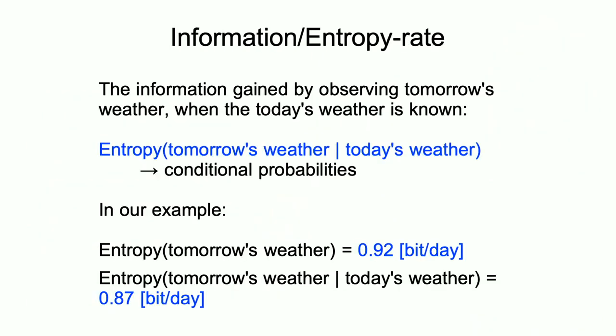Now, because we have knowledge about today's weather, the uncertainty about tomorrow's weather decreases. So now we have an entropy rate instead of an entropy. And the difference is, again, the information you gain by today's weather. So you can do the maths. In our example, the entropy would be 0.92 bit per day, and the entropy rate, given that you know today's weather, is less, it's 0.87 bit per day.